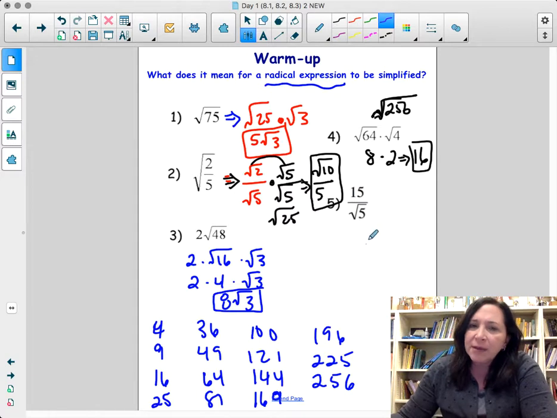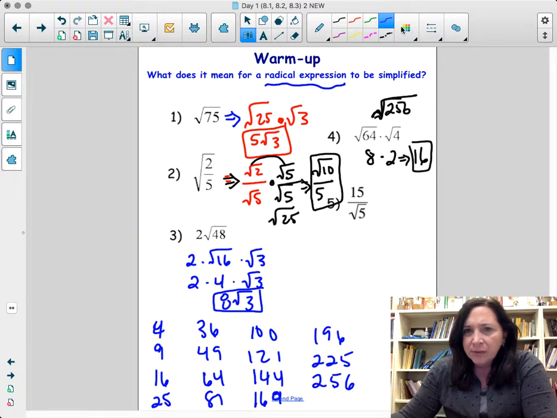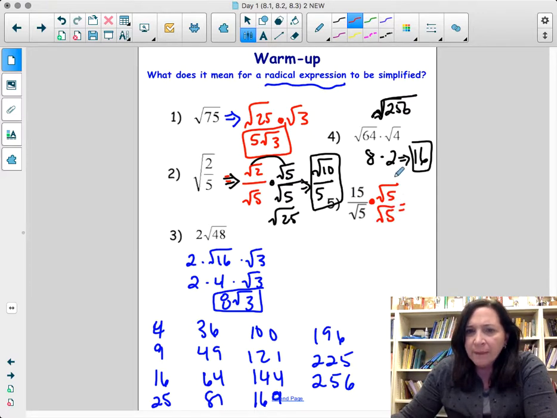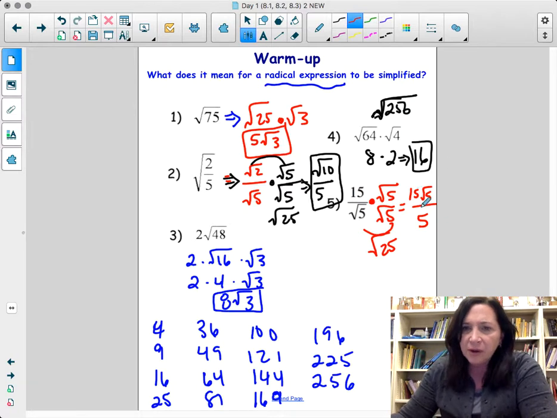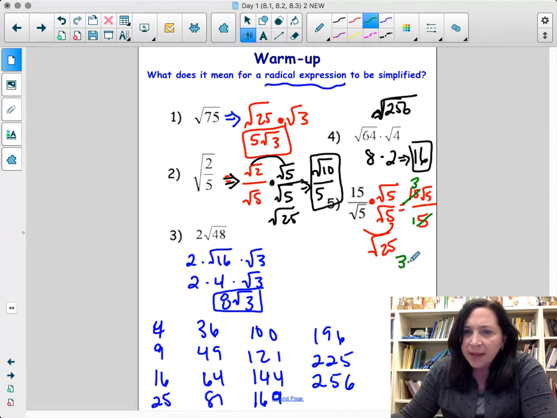And then the last one, again, remember, you cannot leave a root on the denominator. So in order to eliminate this root down here on the denominator, we're going to multiply by 1, but in the form of root 5 over root 5. So what you have so far is 15 root 5 over root 5 times root 5, which is root 25, which is just 5. Now, this is not my final answer because I can reduce numbers with numbers. So basically, I know 5 divides into itself once and into 15 3 times. So I get 3 root 5, and that's my final answer here.